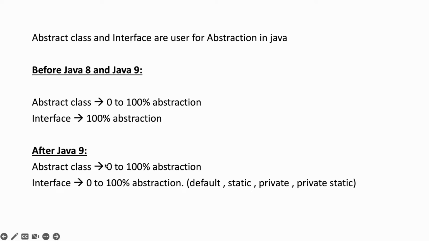But in Java 8 and Java 9, there are some changes for interfaces. Default, static, private and private static methods are allowed in interfaces. So these methods are concrete methods. That is the reason after Java 9, interfaces are used to achieve abstraction 0 to 100%.